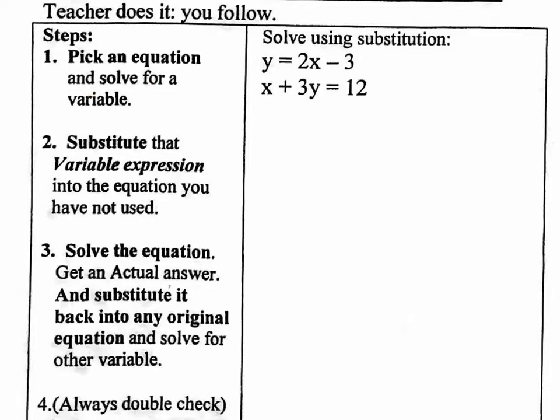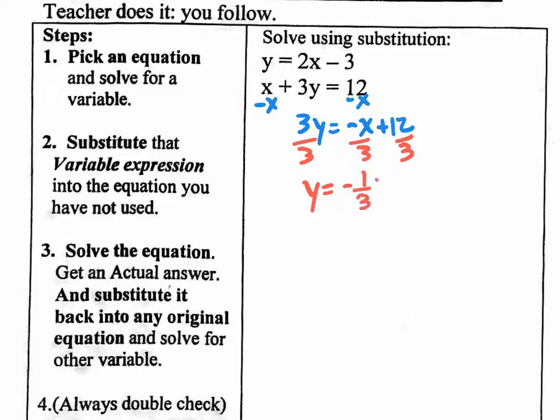Okay, it says solve for a variable. Let's say you decided to solve for y. Then you'd have to subtract x. Let me actually show this. Subtract x, subtract x. By the way, don't copy this down, please. Just watch me. And then after that, you'd have 3y equals -x plus 12. And then you'd have to get y by itself by dividing by 3. Then you'd have y equals -1/3 x plus 4. That would be step 1.